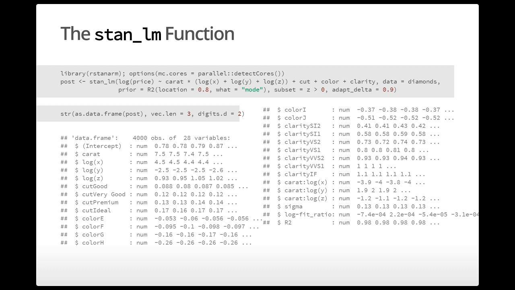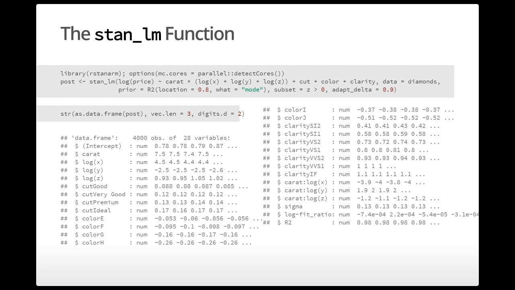When you get back the results, it's basically a glorified matrix, 4,000 rows, in this case 28 columns, because we had 28 unknowns that we're getting the posterior distribution of. You can call as.matrix, as.data.frame, whatever, to get a two-dimensional representation of those, so you can see some of those values.